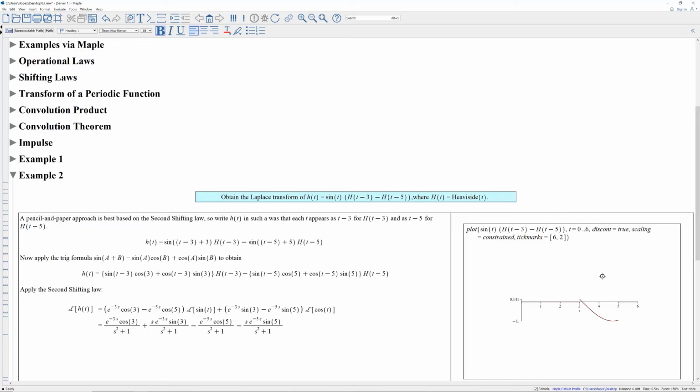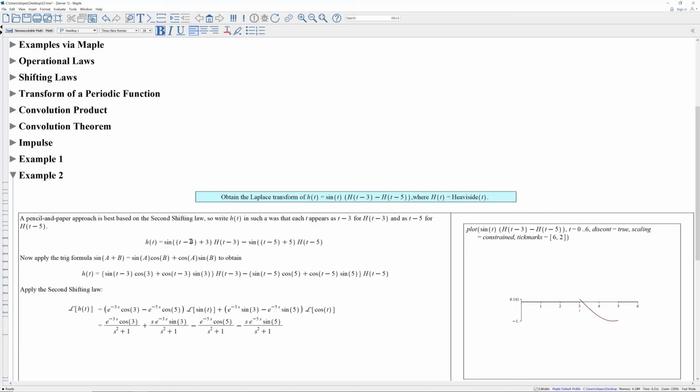This is what that function looks like. So I've just plotted h of t. So 0 until you get to 3, 0 after 5, between 3 and 5, you get sine t. This is the piece of sine t that lives between 3 and 5. If all you've got is the second shifting law, then you have to write sine t as a function of t minus 3.